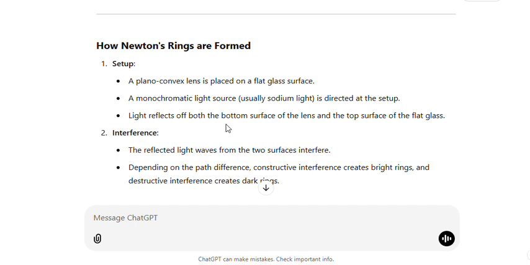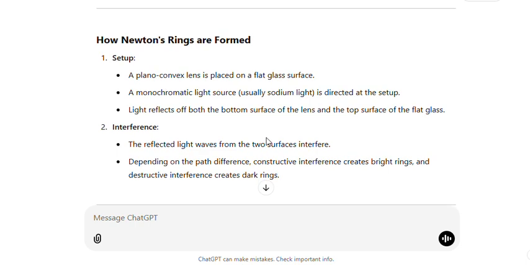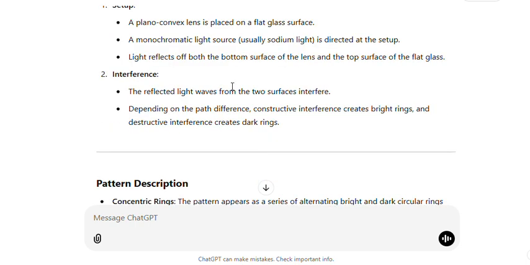The reflected light waves from two surfaces interfere. Light reflects off both the bottom surface of the lens and the top surface of the flat glass. Depending on the path difference, constructive interference creates bright rings and destructive interference creates dark rings.